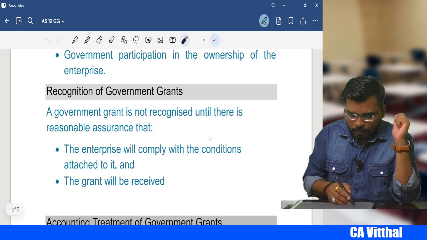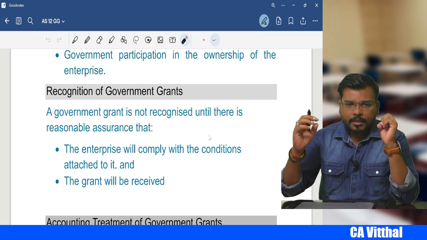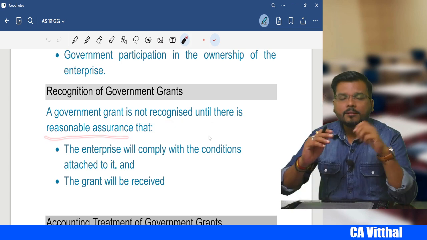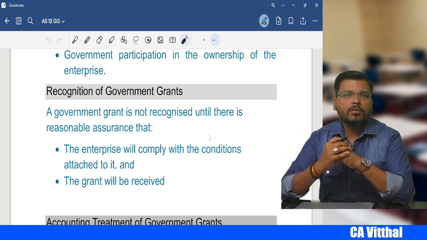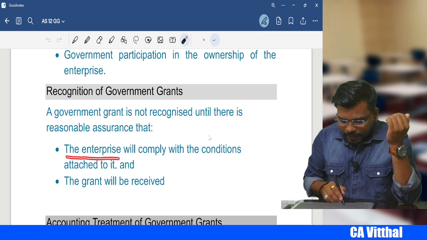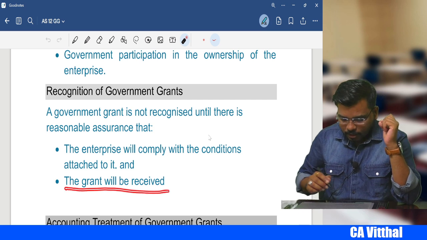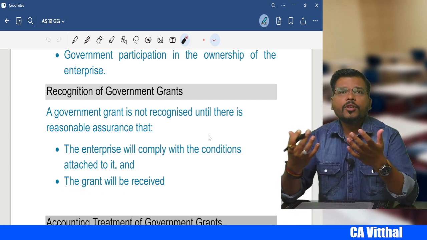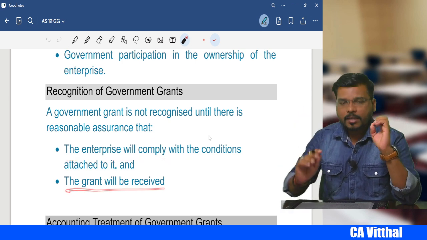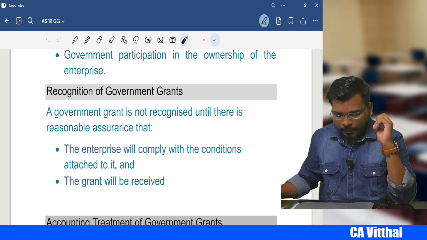Next, recognition of government grant. When to record the government grant in the books of accounts? Government grant is not recognized until there is a reasonable assurance. Reasonable assurance is very important, my dear students. It is not assurance alone, it is a reasonable assurance that the enterprise will comply with the conditions attached to it, and second, that the grant will be received. Then only the entity can record the government grant in the books of accounts.